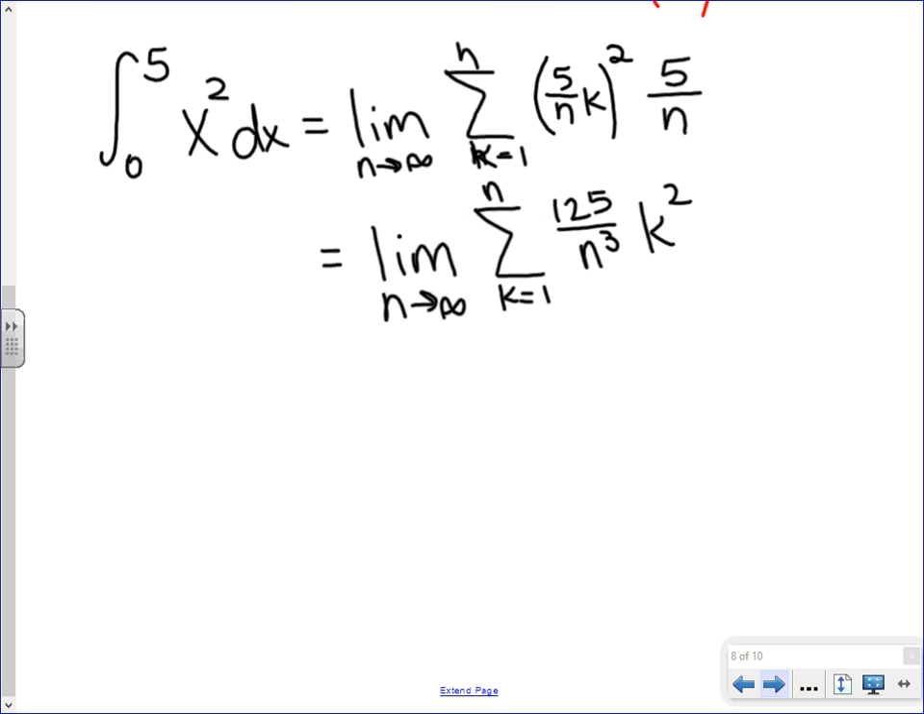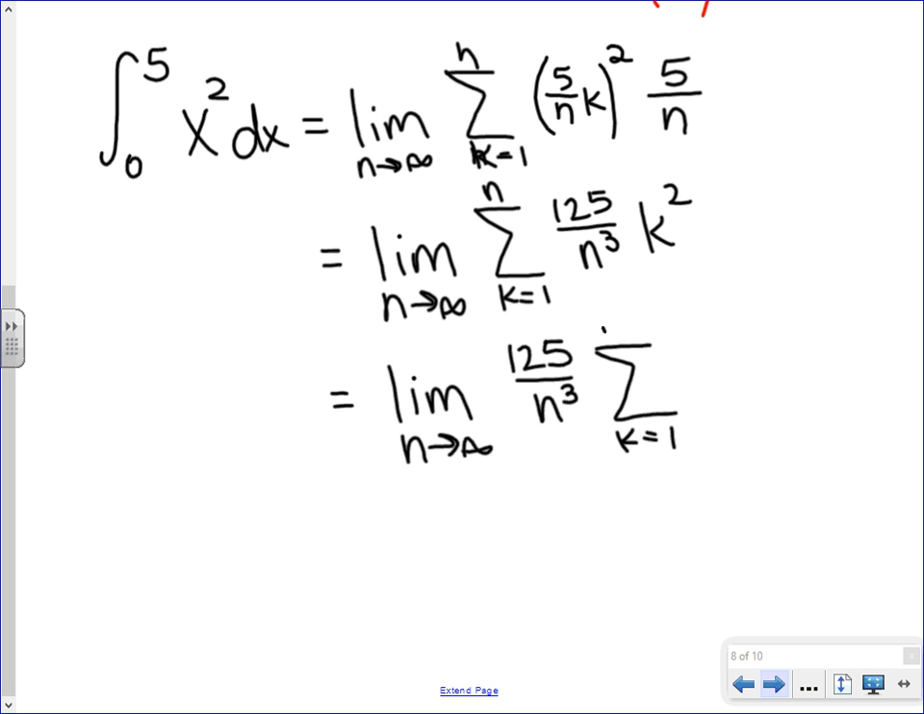All right. Now, anything that is not a k can be moved outside of the summation. So we can write this as the limit as n approaches infinity. We can take that 125 over n cubed and move it out of the summation because we're only adding up k's. Okay, this is why notation is so important.